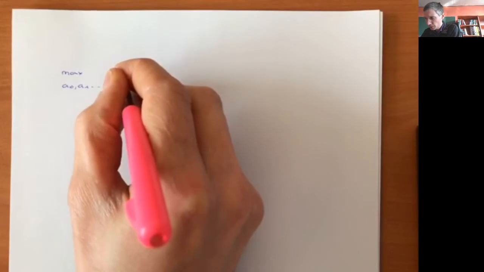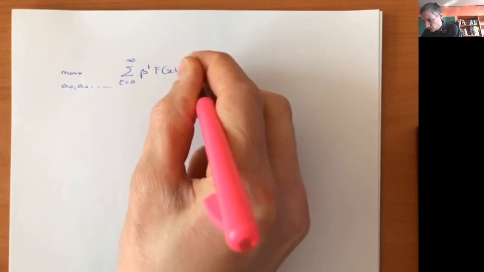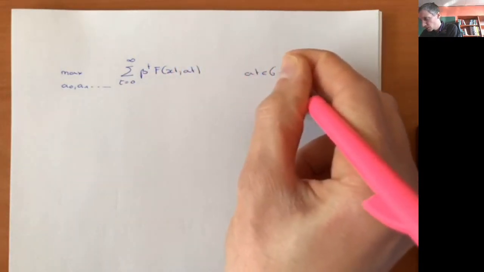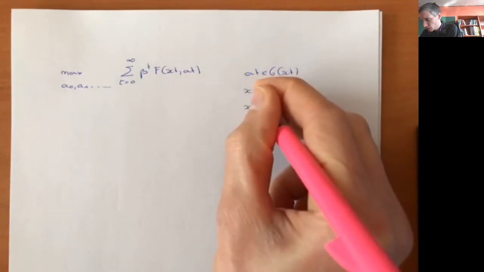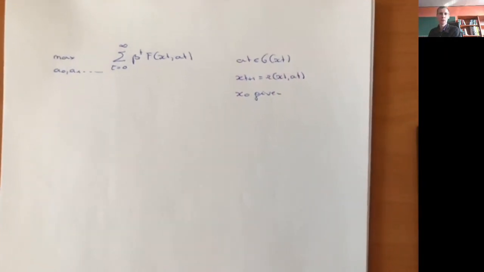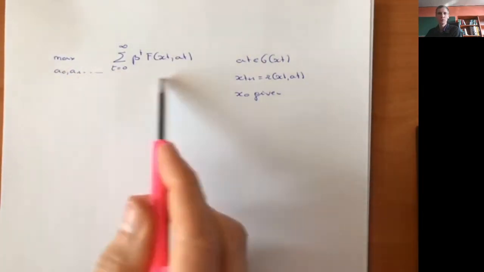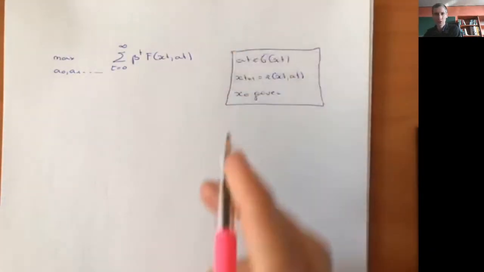So let's go back to this problem. Right, so we choose a0, a1, and so on, an infinite sequence of actions to maximize an infinite sum, beta to the power t f of xt, at, subject to at in g of xt, x0 given, and xt plus 1 is equal to r of xt, at. Okay. So this is a maximization problem over an infinite sequence of actions. Okay, and these actions have to satisfy these three conditions.